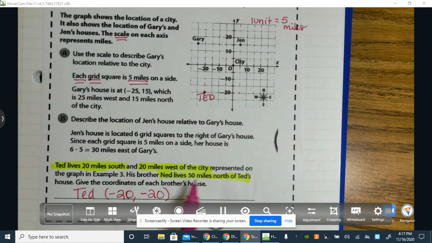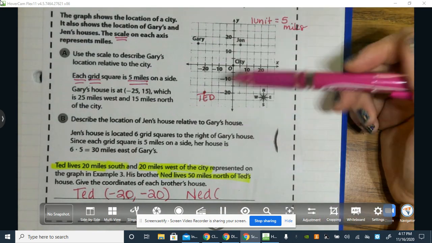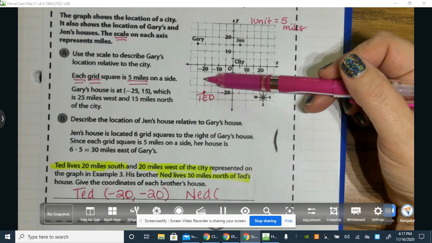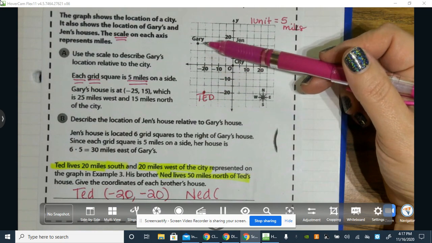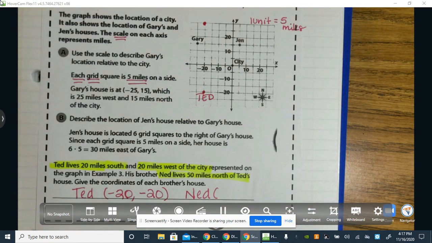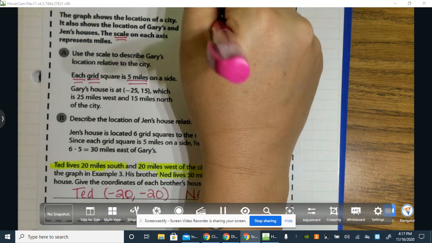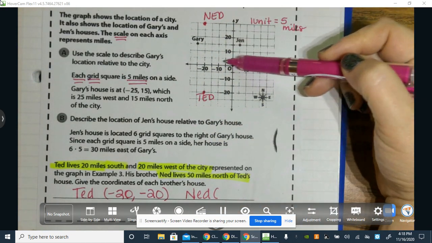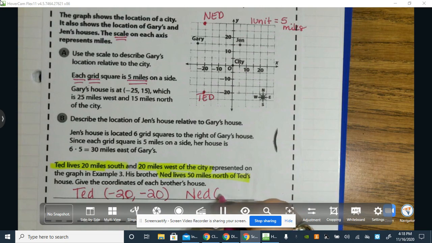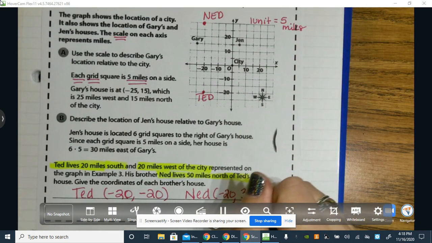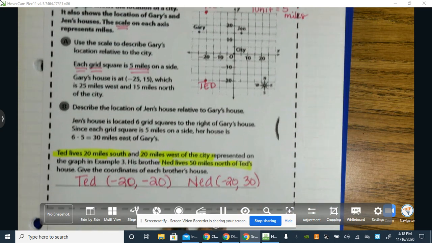Now let's see where brother Ned lives. So Ned lives 50 miles to the north of him. So I'm heading north. So I've got to go, remember, counting by tens. 5, 10, 15, 20, 25, 30, 35, 40, 45, 50. So this is where Ned lives. So Ned, starting at the city, we went over to -20, but up to +30. So that's where Ned would live.